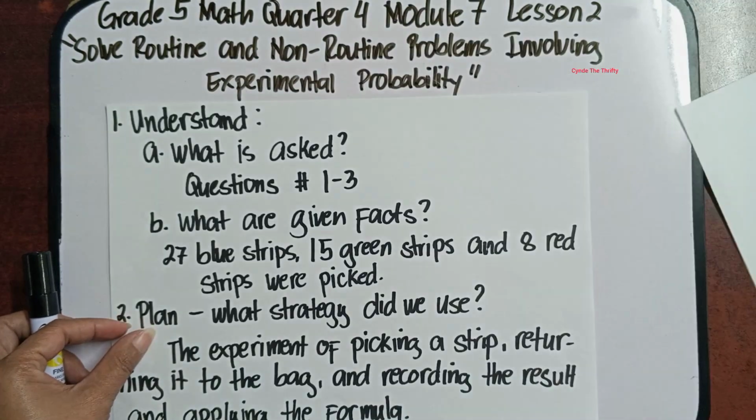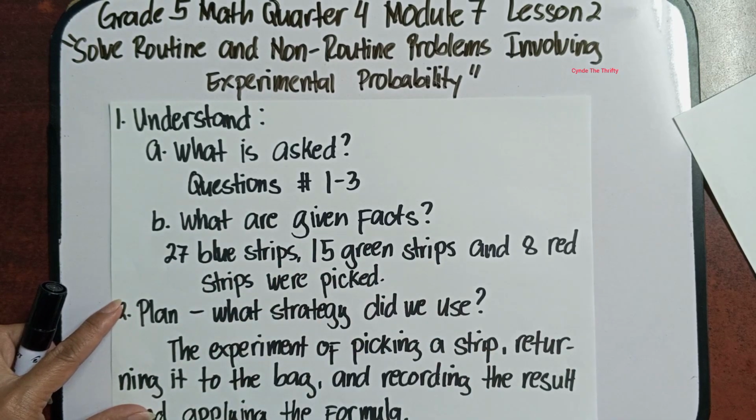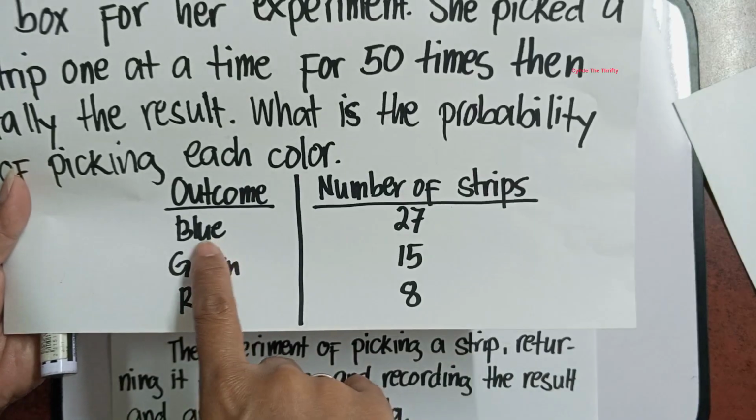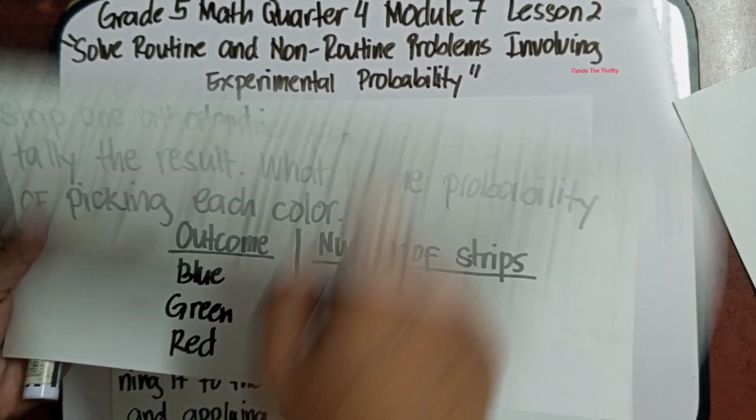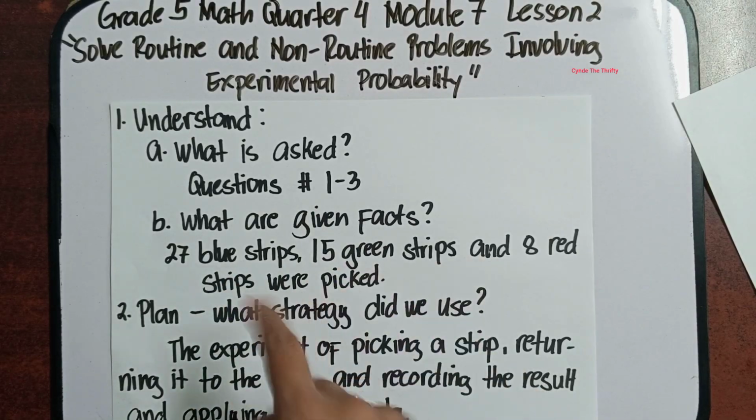And then, what are given facts? 27 na blue strips, ito yung given facts natin. 27 na blue strips, 15 na green strips, at 8 na red strips. So, ito yung given natin dito.